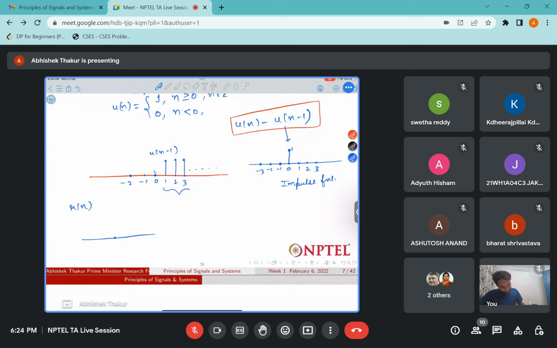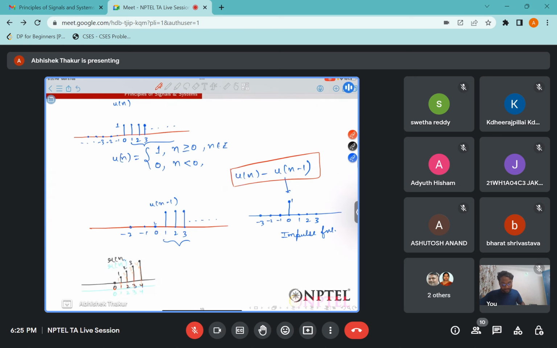So it will be, let's draw with red pen. This is 0. So this is our Rn function. Okay, that is a ramp function. What is the value at 1? Rn is equal to 1, here 2, here 3, here 4.